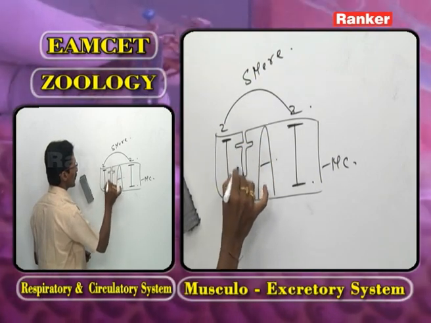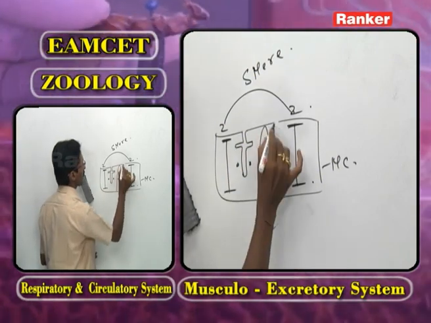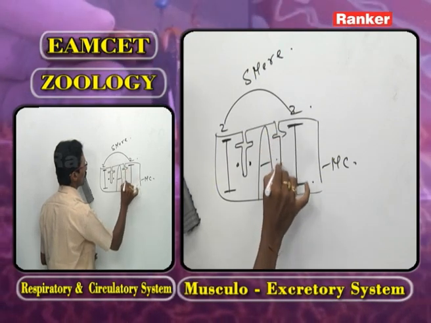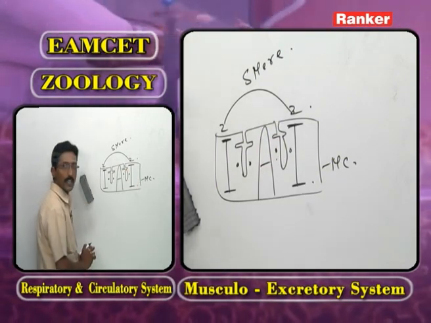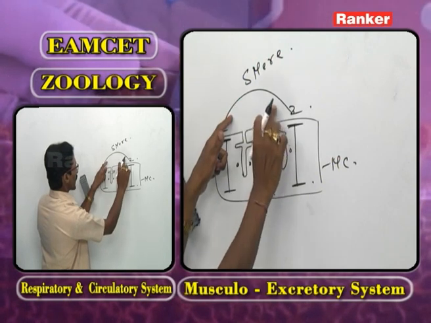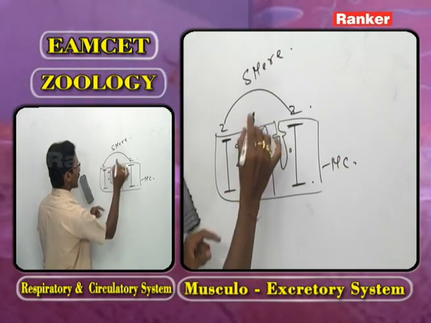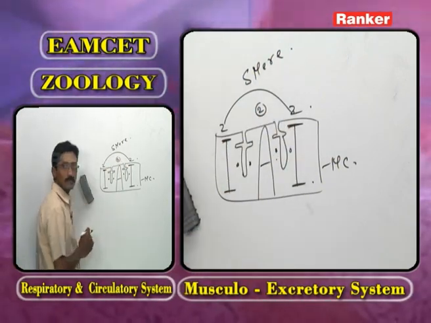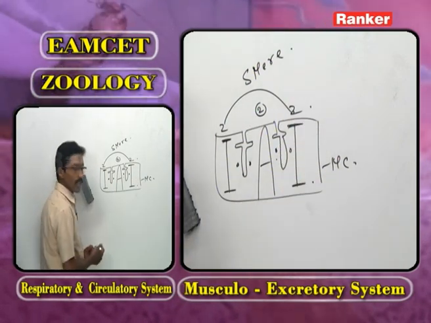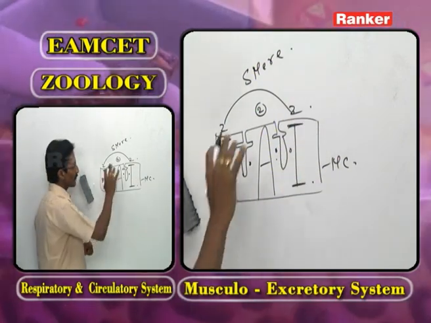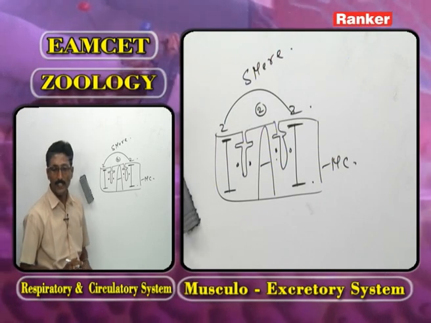Now between I and A, what is present? One T-tubule, two cisternae. Here again one T-tubule and two cisternae. So in a sarcomere, how many triads are present? 2. In a muscle cell, how many triads are present? Many.